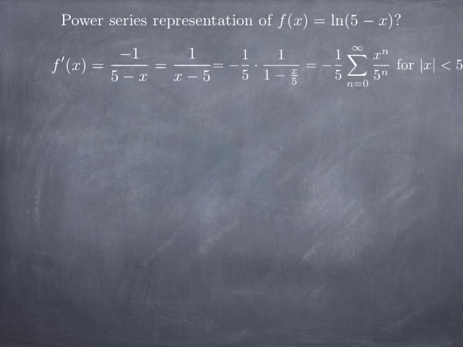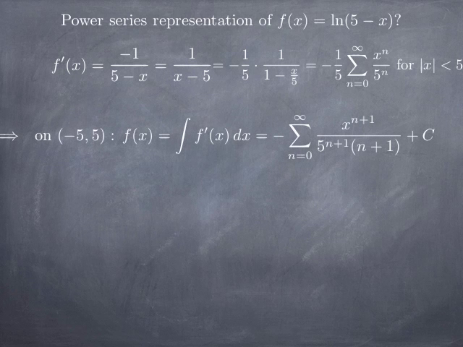And that's valid for absolute value of x over 5 less than 1, which I can write absolute value of x less than 5. Now the 1/5 in front, I can bring it in and write it as x to the n over 5 to the n plus 1. But in any case, what's important here is that I have a power series representation for f prime. And therefore, on the same interval from negative 5 to 5, I can integrate term by term the power series representation for f prime, and I get a power series representation for antiderivatives of f prime, and f is one of them.